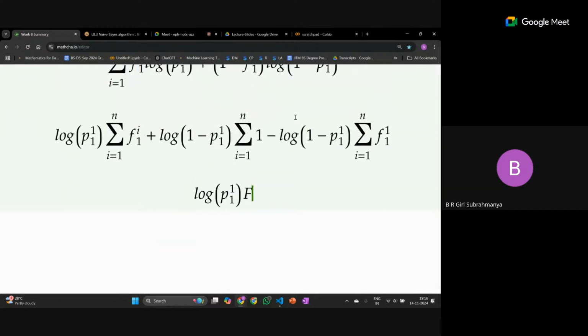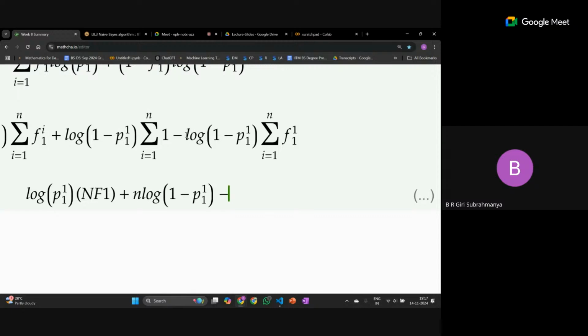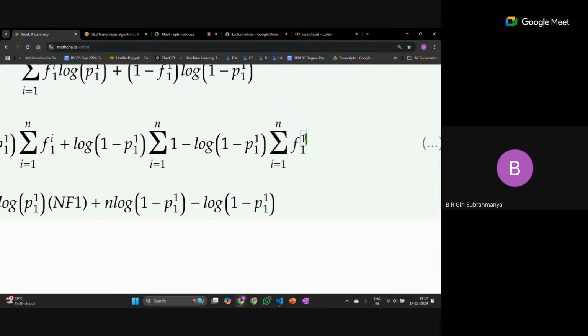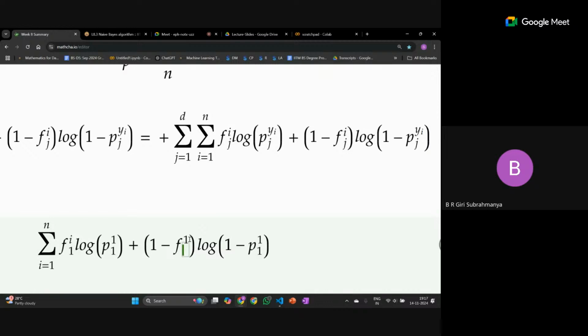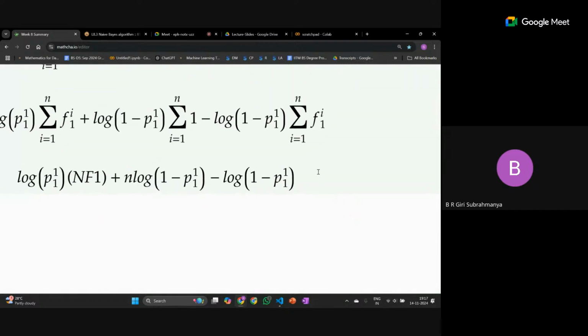So let's write it: N_F1 is the number of data points with feature 1 being 1. Now again you have this one, and summing 1 for all the n data points, you're going to get n log 1. Minus, again, you're summing this. Now this one is again the same thing. This should be i. So this will again be N_F1.